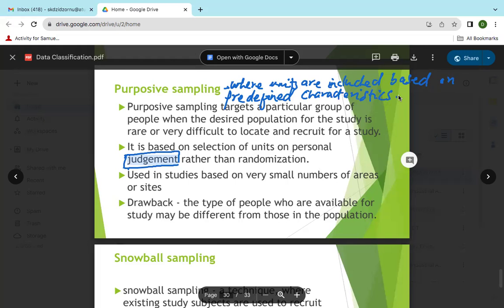Okay, so there's a non-probabilistic sampling scheme where units are included in the sample based on predefined characteristics. Quickly, this is what I mean. So I'm interested in performing a study on free senior high school. Question number one: in what year did you complete senior high school? And then I would list a number of possibilities.